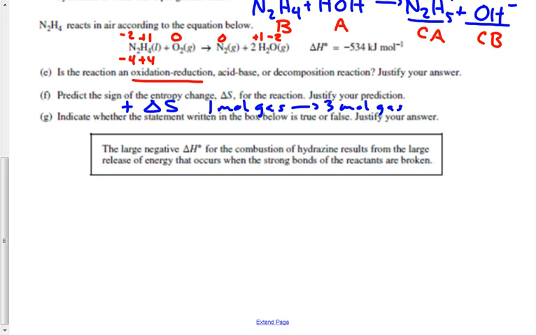Entropy change for the reaction is expected to be positive. There are 3 moles of gas produced from 1 mole of liquid and 1 mole of gas. The net increase of 2 moles of gas results in a greater entropy of products compared to the entropy of reactants. We're increasing disorder. We're gaining disorder.